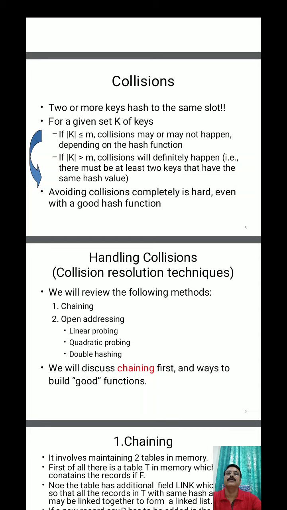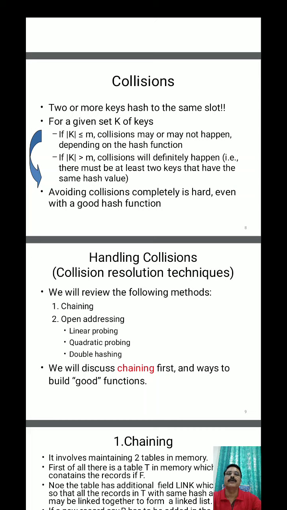For a given set K of keys, if the modulus of K is less than or equal to m, collisions may or may not happen depending on the hash function. And if the modulus of K is greater than m, collisions will definitely happen. That is, there must be at least two keys that have the same hash value.